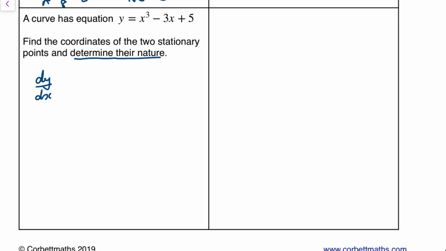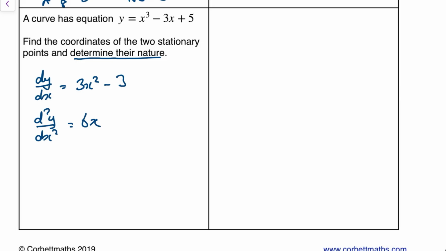So dy/dx is equal to 3x squared minus 3, not minus 3x, minus 3. Okay, sorry about that. d2y/dx squared is equal to 6x. That would have got me marks in the exam just for working these things out.